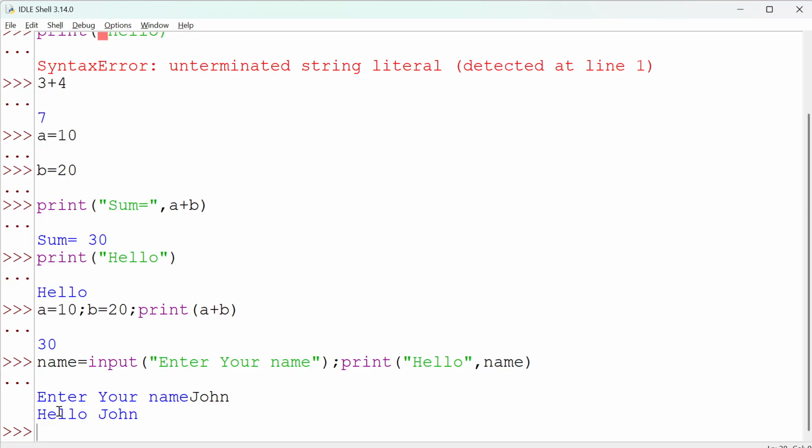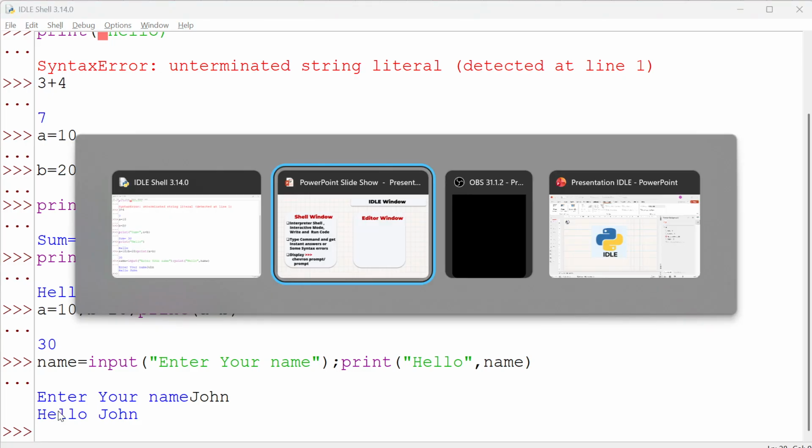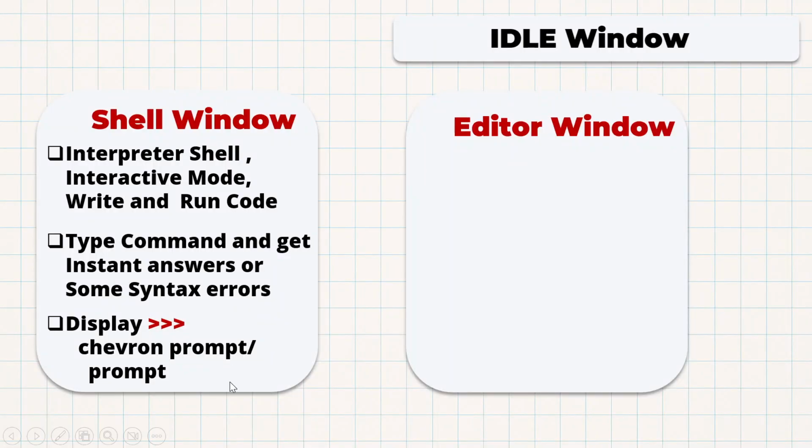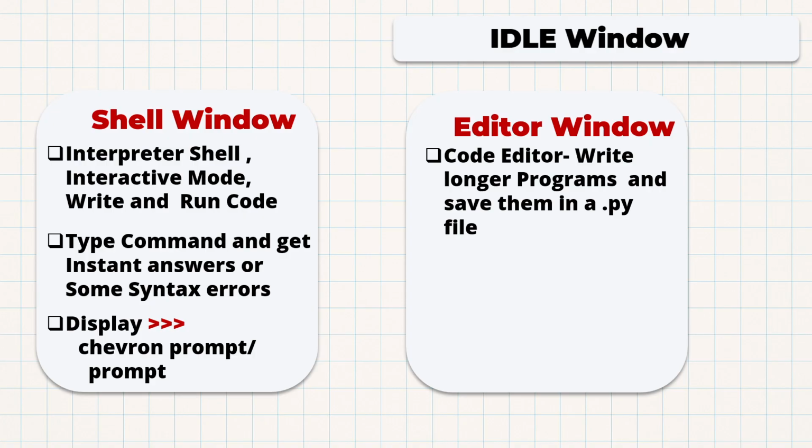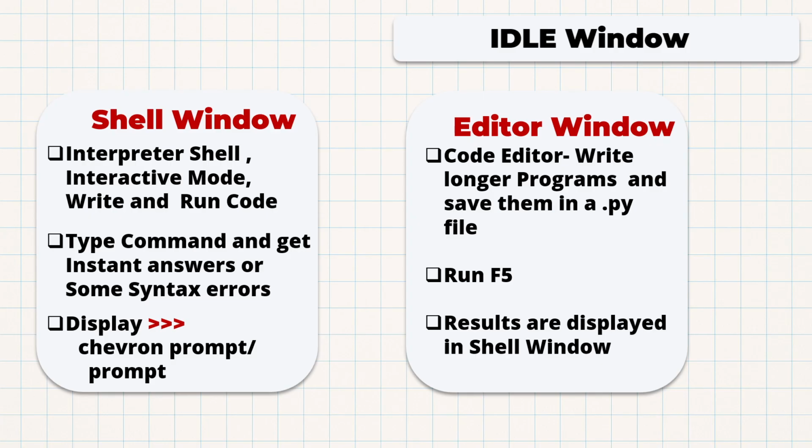But there is a problem. These are just 1 or 2 line codes. If I want to write a long program, it will become very difficult to write it in the IDLE shell. Suppose you want to write a whole program on the Fibonacci series, which will involve at least 10 to 12 lines, then we will use the code editor window. So you can write a long program and save it in a .py file, that is a Python file with the extension .py. Then you can run that program. The keyboard shortcut is F5 and the results are displayed in the shell window.